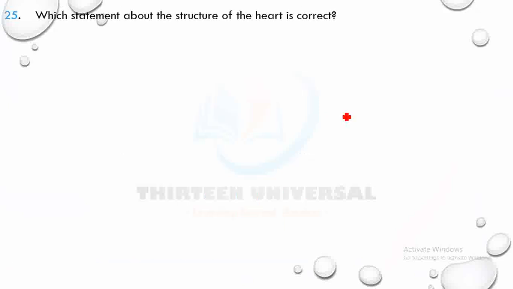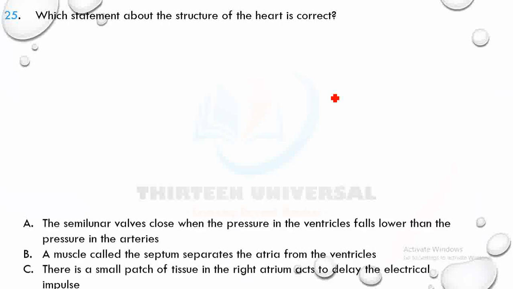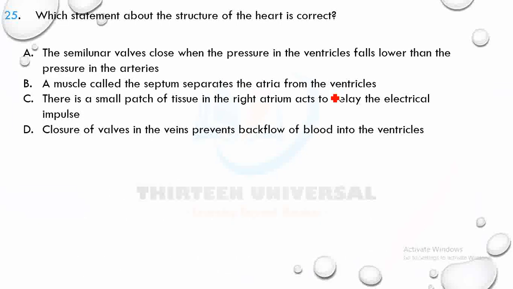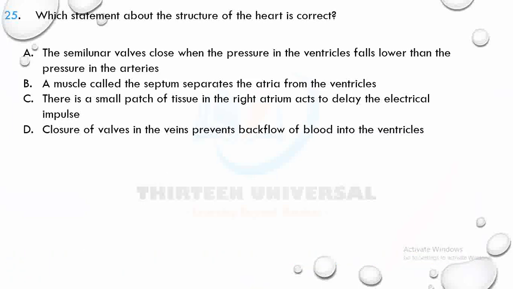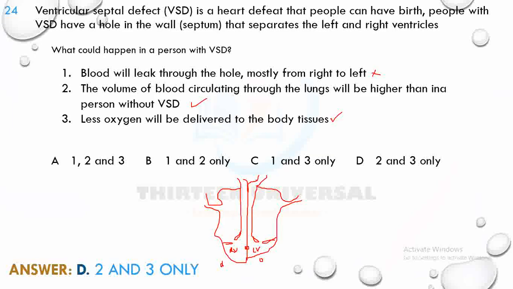Which statement about the structure of the heart is correct? Pause the video and try. It says the semilunar valves close when the pressure in the ventricle falls lower than... where are we? Okay, I think we need to go back. Alright, this is where we stopped. But don't forget, I didn't mention something here. This is the semilunar valve. That's the aortic, and this is the pulmonary. Okay, let's go on.